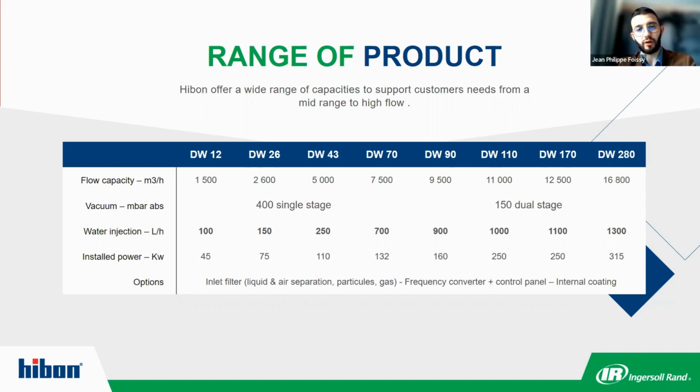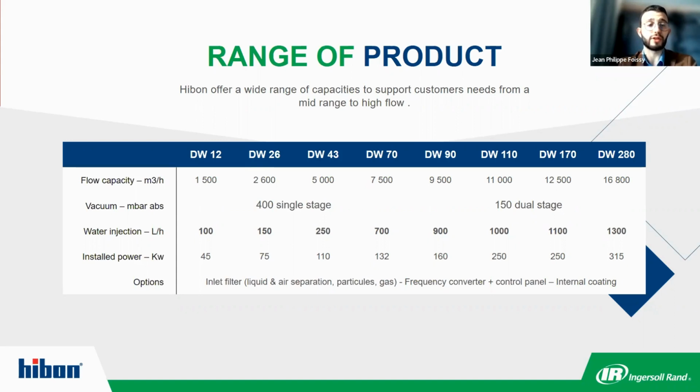So this is where we are really strong, really efficient, especially if we can focus a little bit between the 43 and the 110, a little bit on the 170. Vacuum level, we can reach 400 millibar with single stage, 50 millibar absolute, and 150 in double stage for the sugar industry. Water injection, we are talking about liters per hour. The maximum is 1.3 cubic meters per hour, and the minimum is 100.